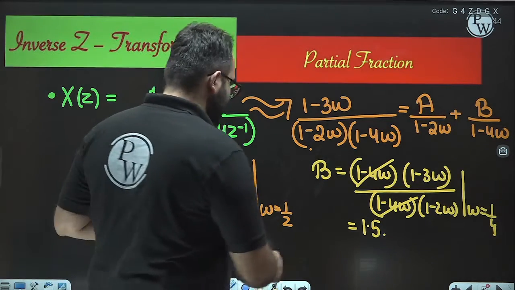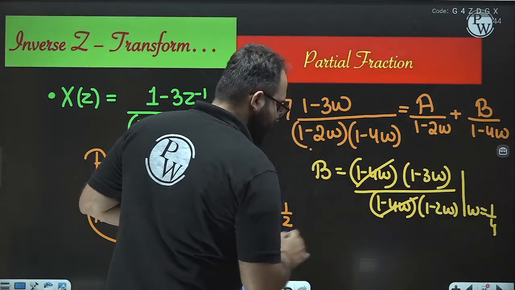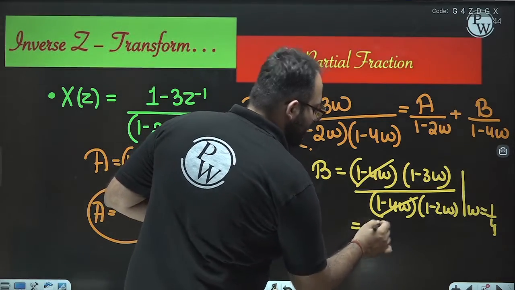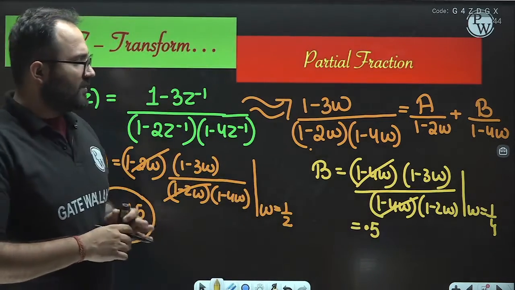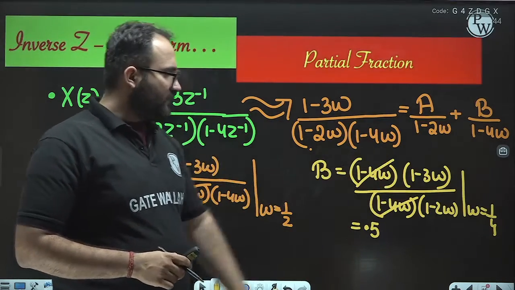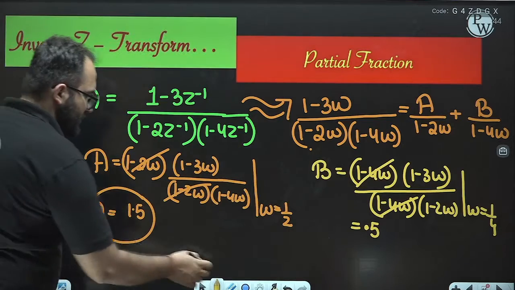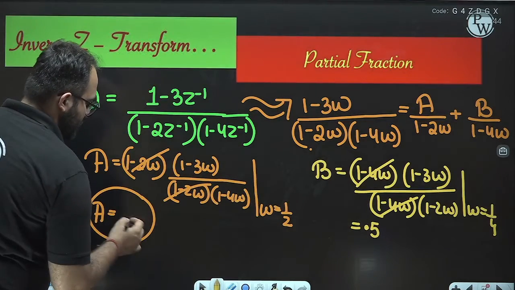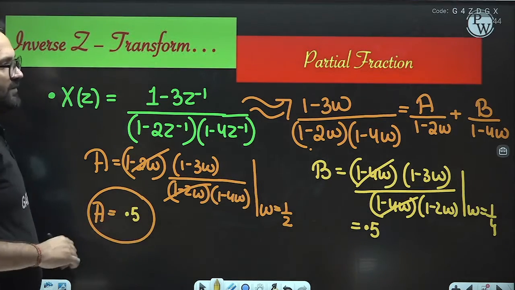Okay, so I committed a mistake here. It is 0.5, because it is 0.25 upon 0.5. So it is 0.5. Okay, here also I committed a mistake. This is also 0.5. So this is what we get.